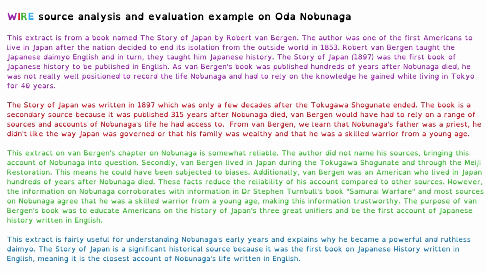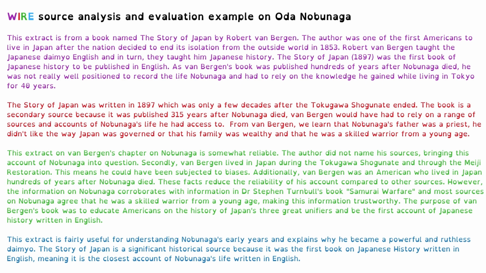So let's go through my last exemplar for you on a source analysis and evaluation of Oda Nobunaga. So this extract is from a book named The Story of Japan by Robert Van Bergen. The author was one of the first Americans to live in Japan after the nation decided to end its isolation from the outside world in 1853. Robert Van Bergen taught the Japanese daimyo English, and in turn they taught him Japanese history. The Story of Japan was the first book of Japanese history to be published in English.